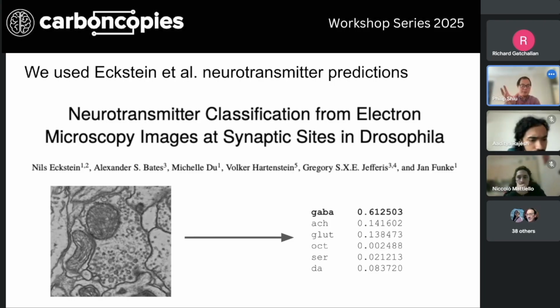So basically, to summarize, we implemented a really simple computational model across the entire brain using the connectivity and the neurotransmitter predictions that we get from the electron microscopy connectome.